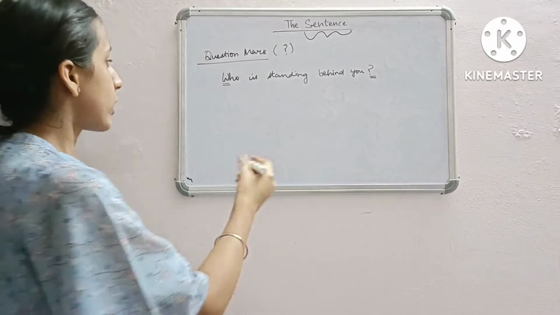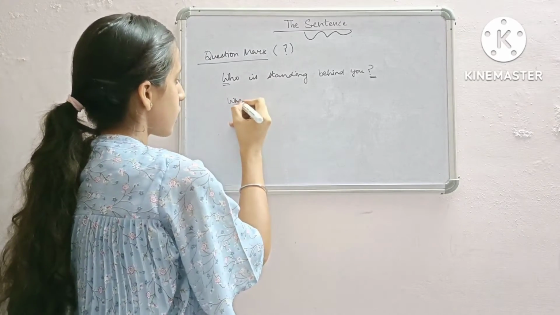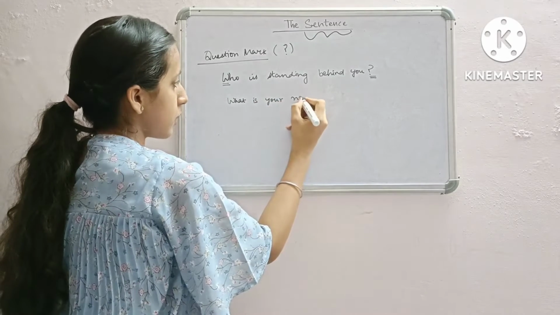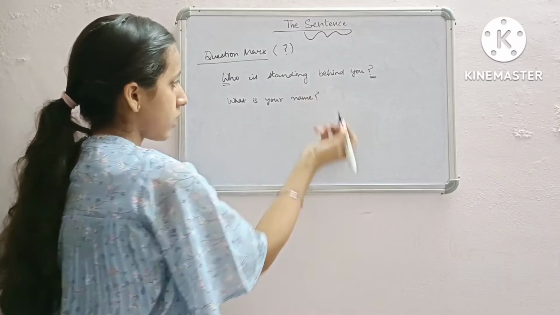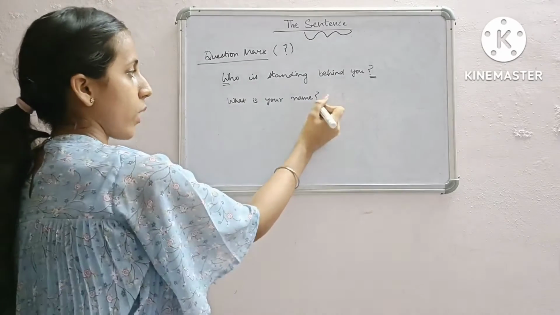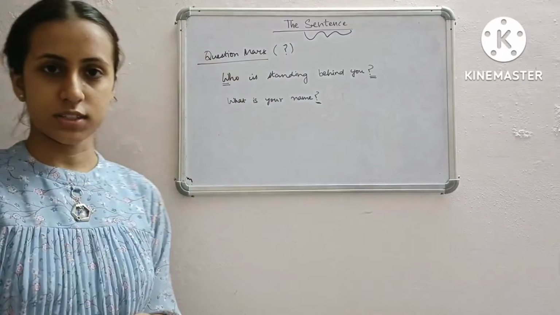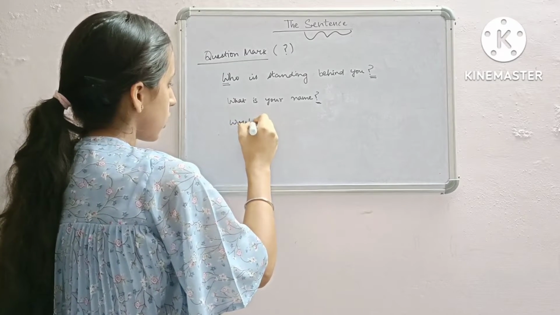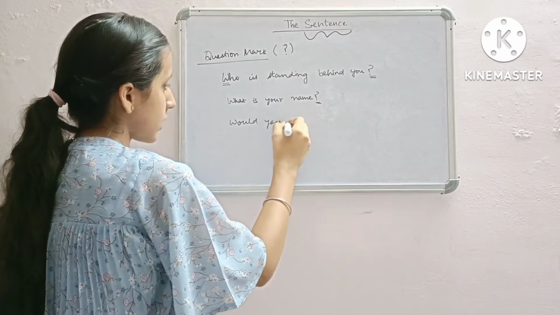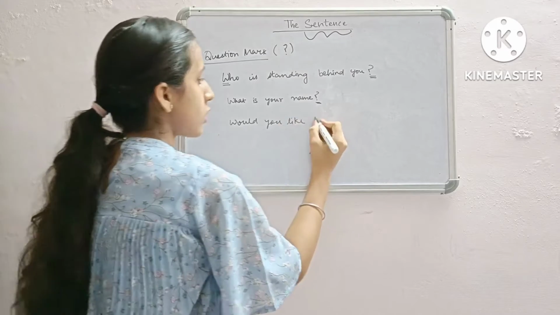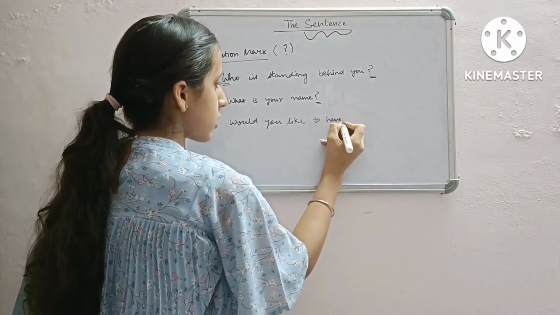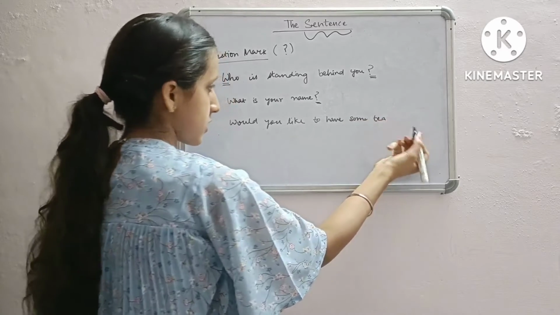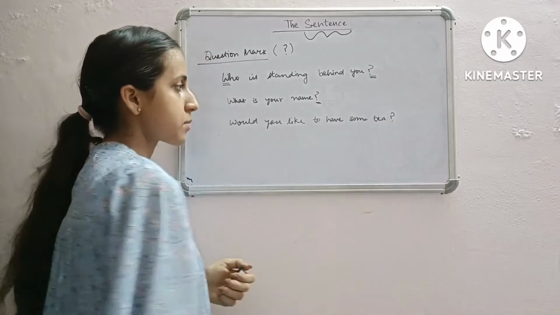Okay. Second one can be, what is your name? Again, the same thing, ending with a question mark, so that's a question mark sentence. Okay. And it can be, would you like to have some tea? And this is a question, so I'm putting a question mark at the end.